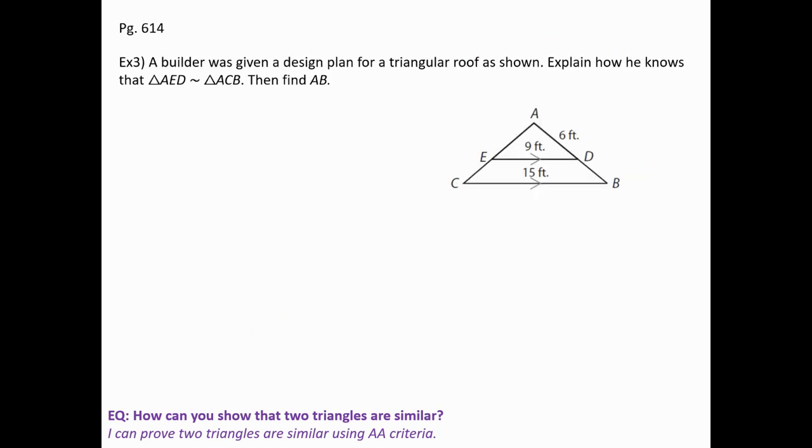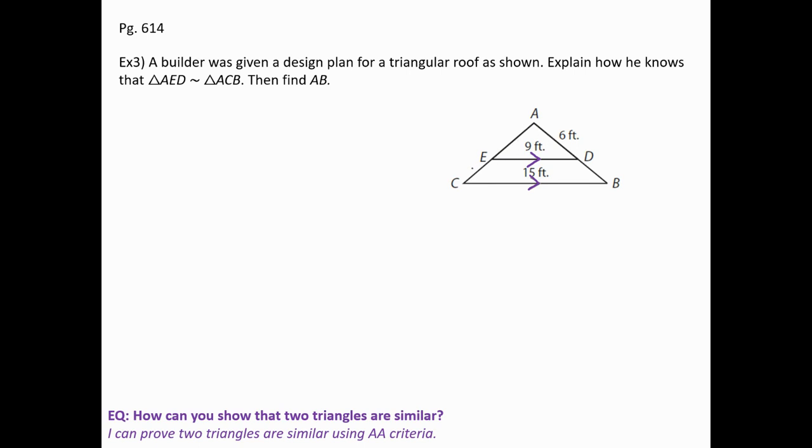A builder was given a design plan for a triangular roof as shown. Explain how he knows that triangle AED is similar to ACB, then find AB. So how do we know the triangles are similar? All right, so we're going to jump right in. I see these arrows. Remember, that means parallel lines. And with parallel lines, there's some special relationships for angle pairs.